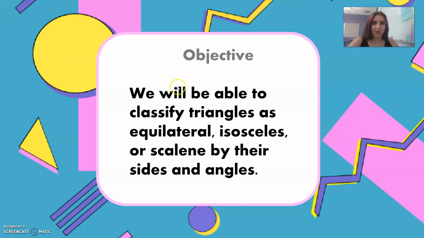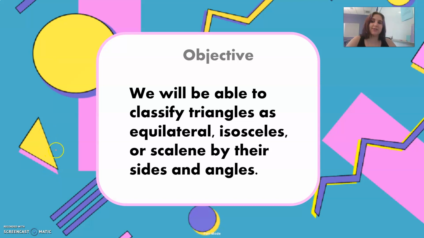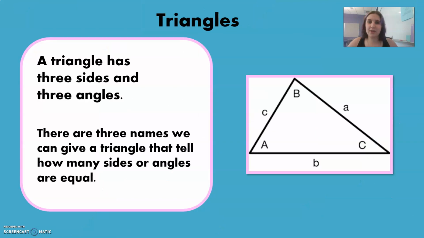In this video, we will be able to classify triangles as equilateral, isosceles, or scalene by their sides and angles. So in this video, we will be looking at the sides of a triangle as well as the angles. And you'll see how they both can be a good way to classify a triangle.